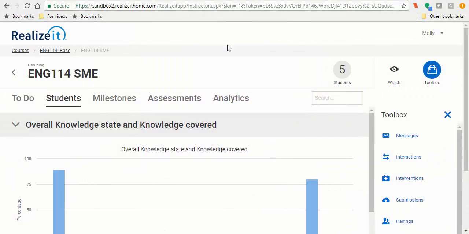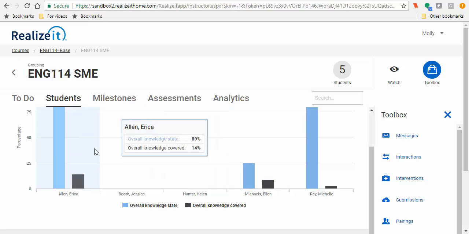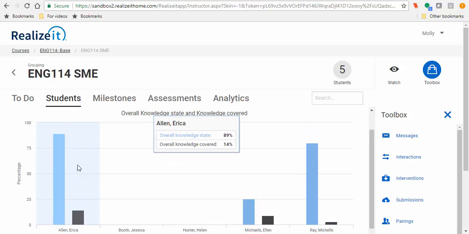So now I want to spend a few moments explaining the new students section, showing you how it looks. Okay, so we have overall knowledge state and knowledge covered. Remember, these two items together equal the student's grade. So this particular student has a knowledge state of 89, but they've only covered 14% of the material. So they will have a low score.